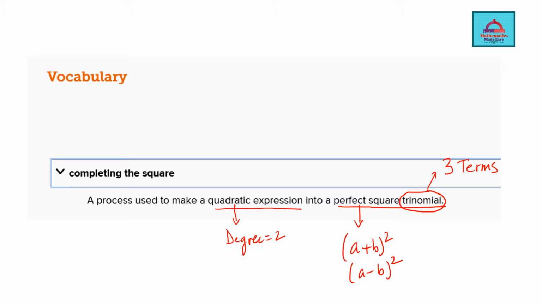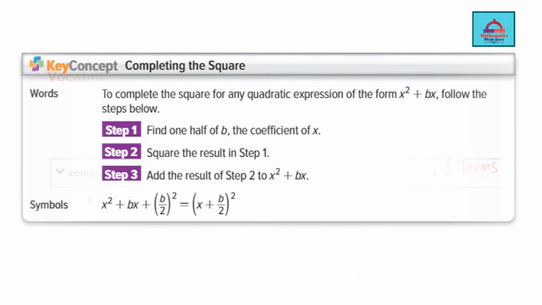This video is very important, so make sure you watch it till the end so that you learn this method nicely, and then you can use it for both grade 9 and 10 for solving problems. Okay, so let's understand the key concept. This is pretty important. There are going to be 3 steps, step 1, 2, and 3, that you'll follow for any question that you get on completing the square.